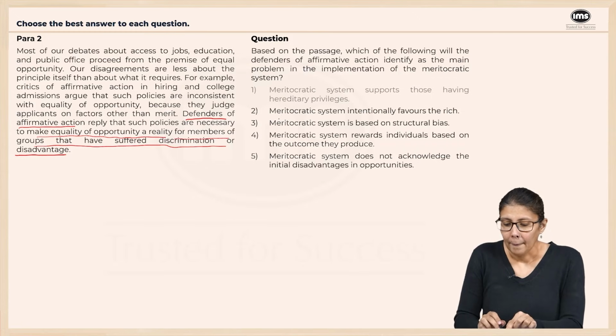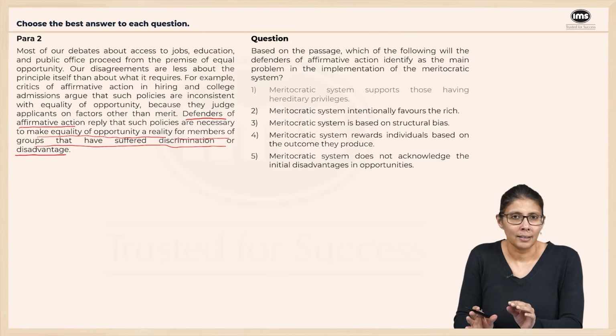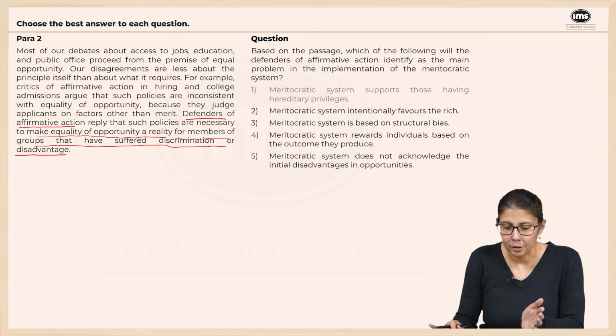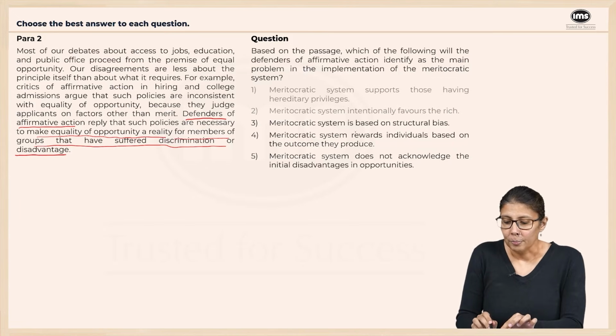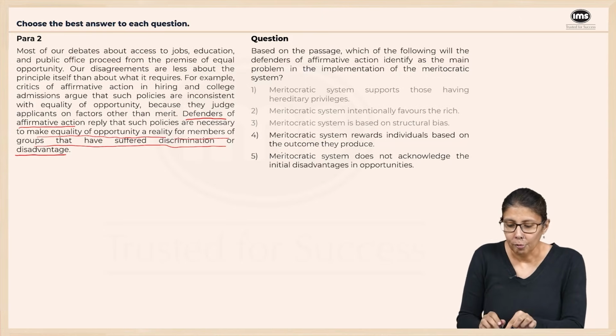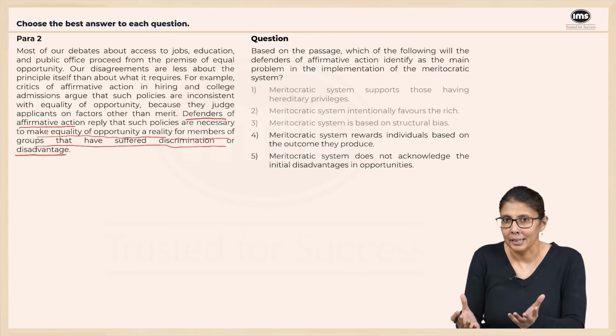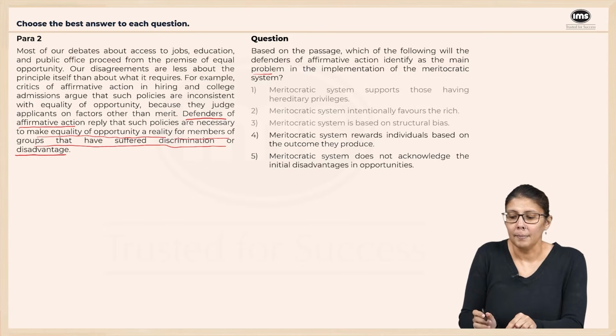So option 1 in any case does not accord with the passage. The second one says meritocratic system intentionally favors the rich. Again, not quite accurate because the passage says that the rich manipulate the system. Meritocracy in principle is great. So let's eliminate 2. Meritocratic system is based on structural bias. Again, the system is not flawed. It is people who rig the system. So option 3 is also out. The fourth one, meritocratic system rewards individuals based on the outcome they produce. Well, this seems to generally be what a meritocracy is. So it's a good way to understand it. But this is not the main problem in implementation of meritocracy. So option 4 is out.